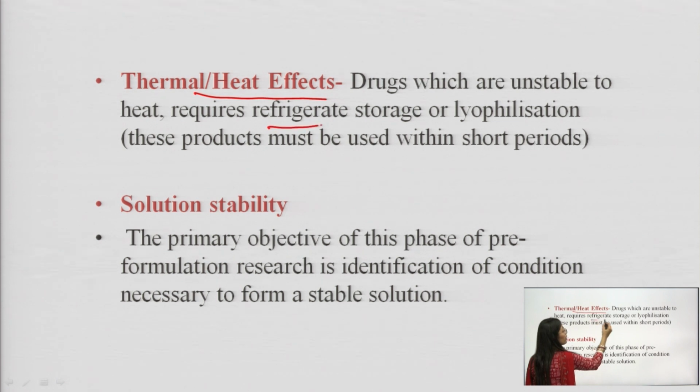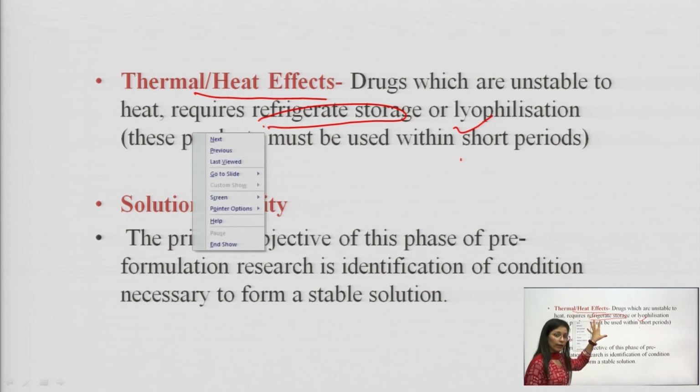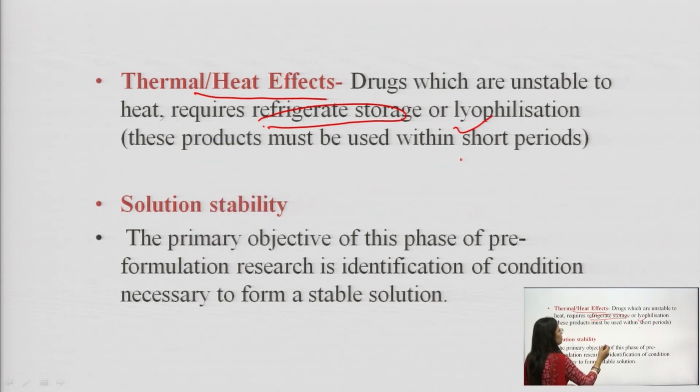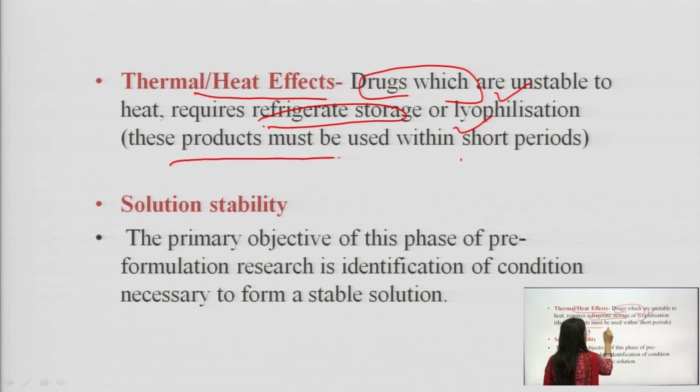Why? Because if we are having refrigerated storage or lyophilization, we can go through lyophilization. There are lots of drug products that are thermolabile, susceptible to heat. When they are exposed to heat, they get damaged. So for them, we need to make sure that the drugs are properly stable. If the drug is unstable to heat, it should be kept in a lyophilized form. We should keep the product in such a way that it can be used for a long period of time.